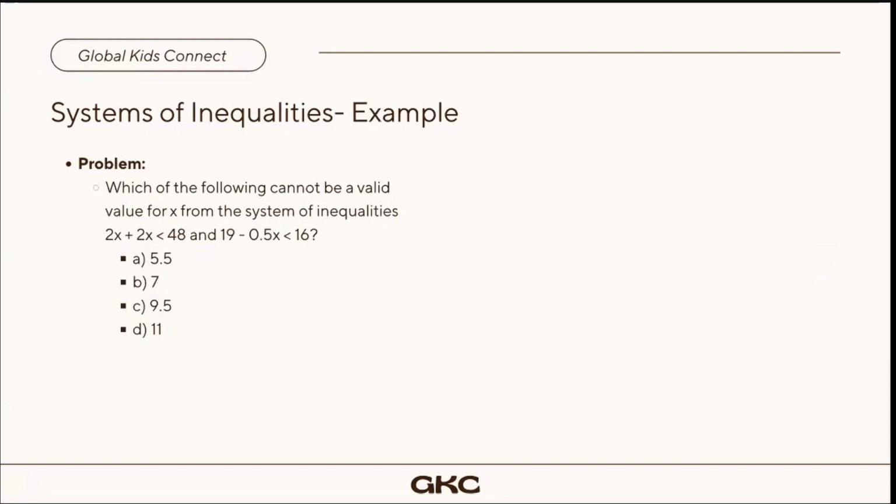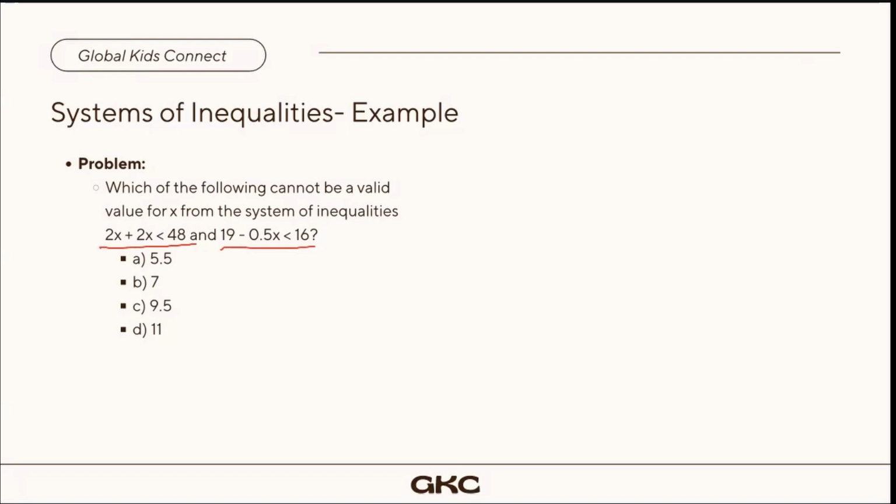And so our first question asks, which of the following cannot be a valid value for x for the system of these two inequalities? So we have to find a value of x within the answer choices that satisfies both inequalities. There are multiple ways to solve these kinds of questions. You could plug each answer choice into each inequality to test whether both are true. However, in our case, we will take a much more algebraic and mathematical approach.